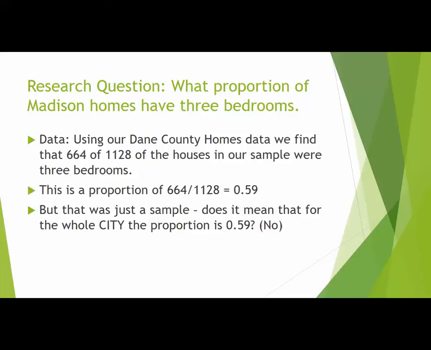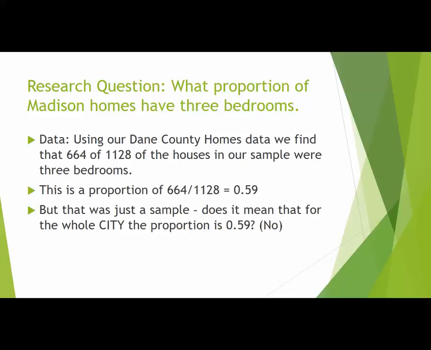So let's look at this research question. What proportion of Madison homes have 3 bedrooms? Now, we can imagine the realtor wants to know the answer to this, or someone studying demography, or whatever. But that's our question. Of all Madison homes, what proportion, what fraction, what percentage have 3 bedrooms? So when we use our Dane County home data, we find that 664 of the 1,128 houses had 3 bedrooms. And it's a proportion that's 0.59 or 59%.